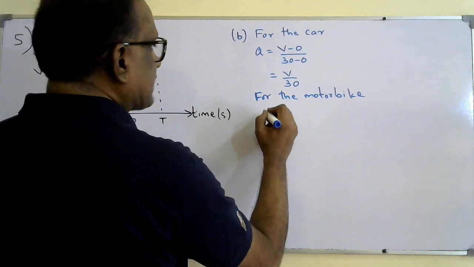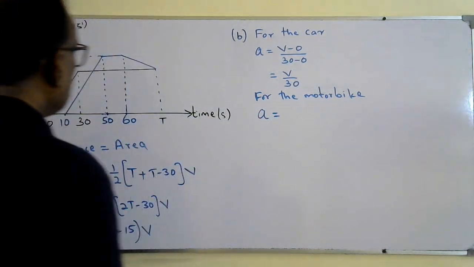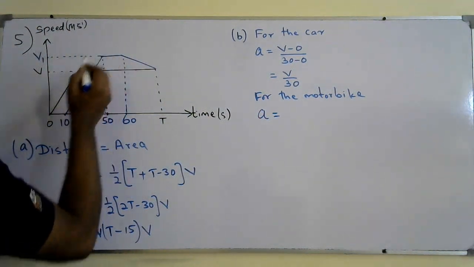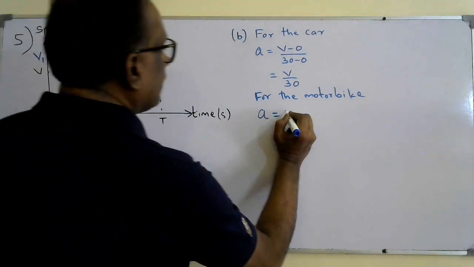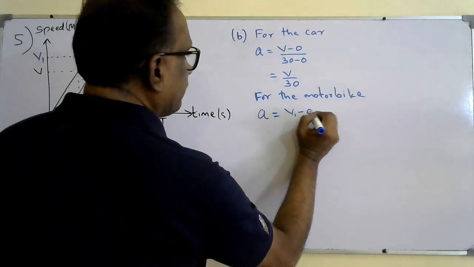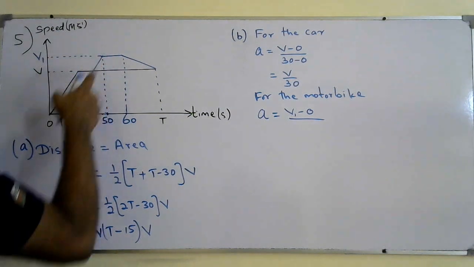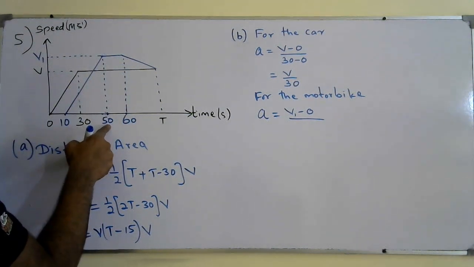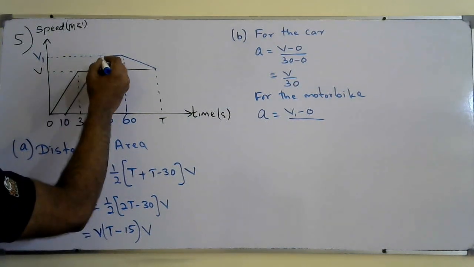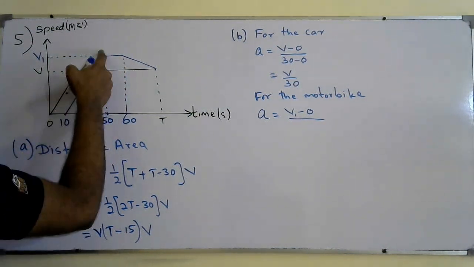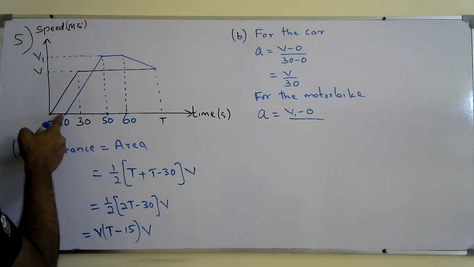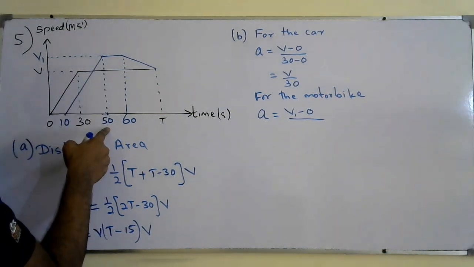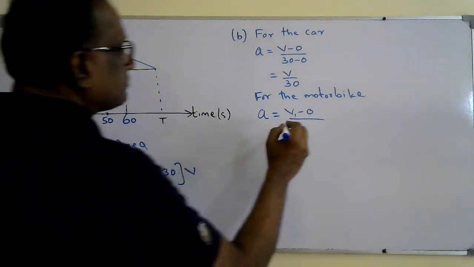The acceleration is the same. A is equal to its acceleration, v1 minus 0, the gradient v1 minus 0 over 50 minus 10. Find the gradient of this blue color line. Here the y value is 0, so v1 minus 0 over the x value, 50 minus 10.